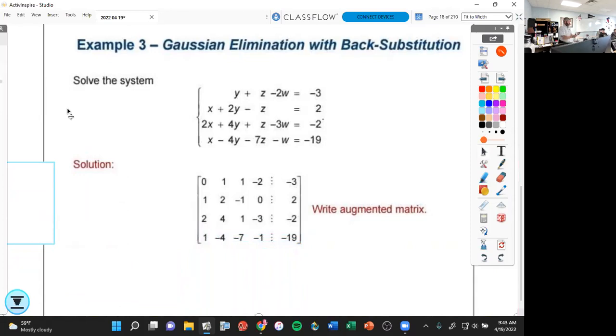Now, you're not going to be responsible to solve a system like this. That would be cruel and unusual punishment.